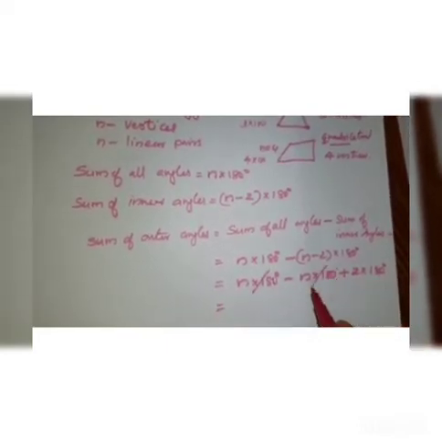I have to remove the bracket. n into 180 is here, minus 2 into 180 is here. So minus into minus is plus. One is plus and another is minus, so both are cancelled. The balance is 2 into 180. How much is 2 into 180? 360. So for an n-sided polygon, how much is the sum of outer angles?